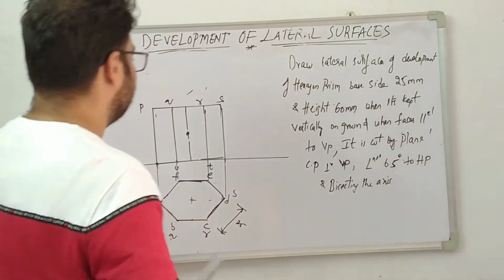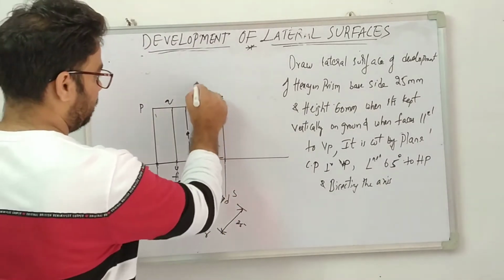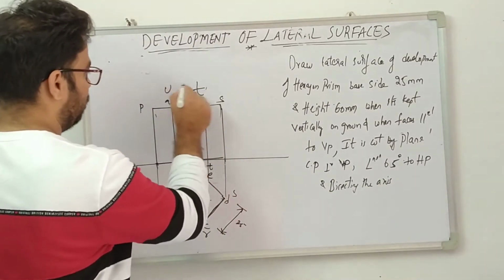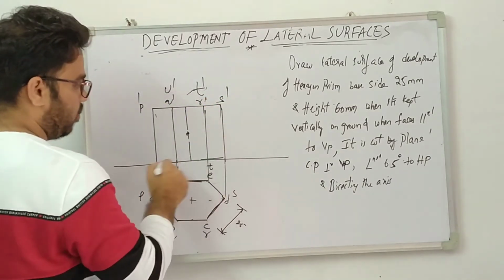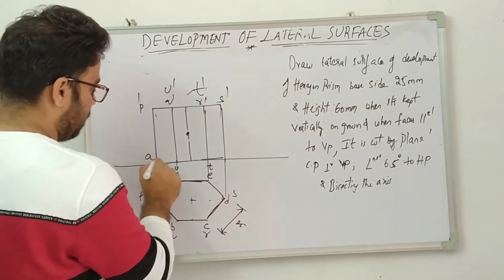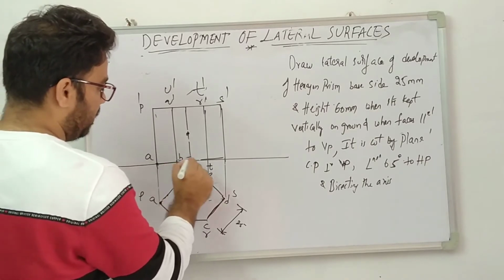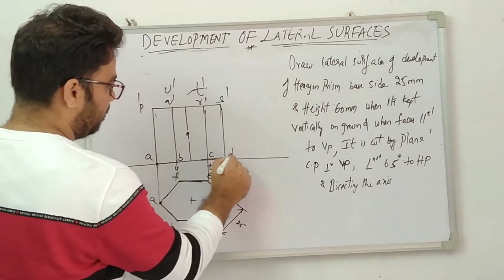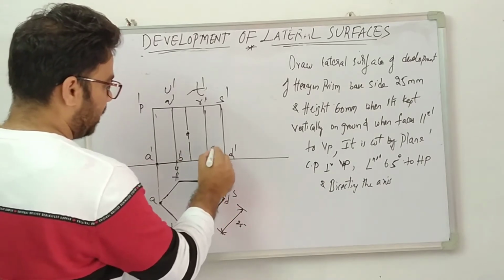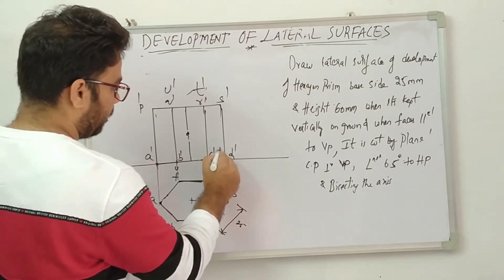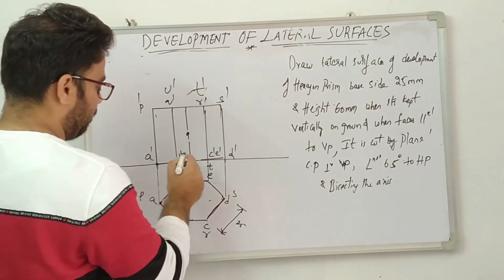So PQRS, and this is T and this is U. All are indicated by dashes. Here this bottom base is having A, B, C, D dash. After D you can see E dash. This is along with B, where we have F dash.